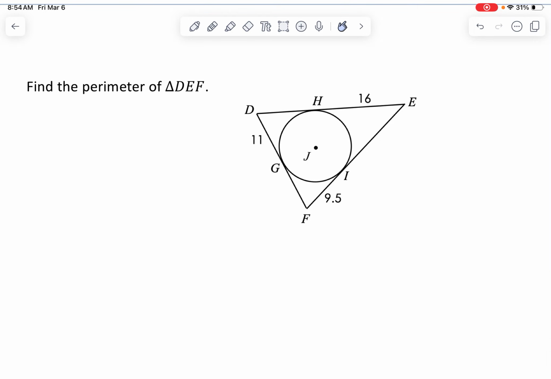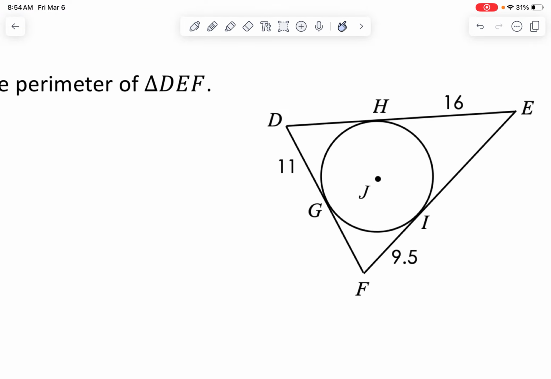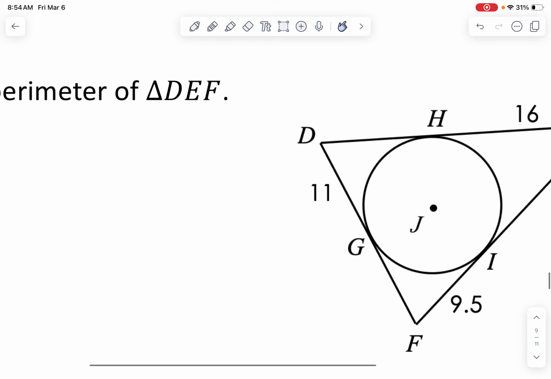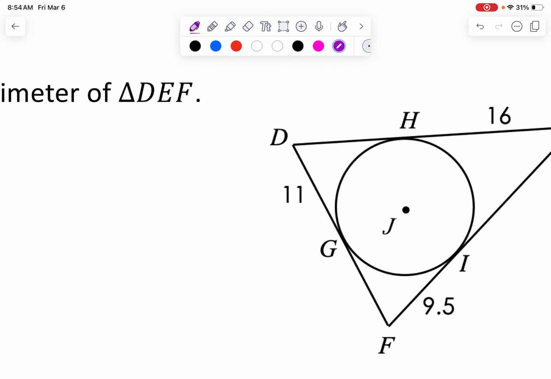All right, this one says find the perimeter of DEF. Okay. So this triangle is circumscribed around the circle. So that means all of these are tangent lines. And if they're tangent, right, let's maybe go with my highlighter. This right here segment should be congruent to this segment. And that's kind of all the way around.